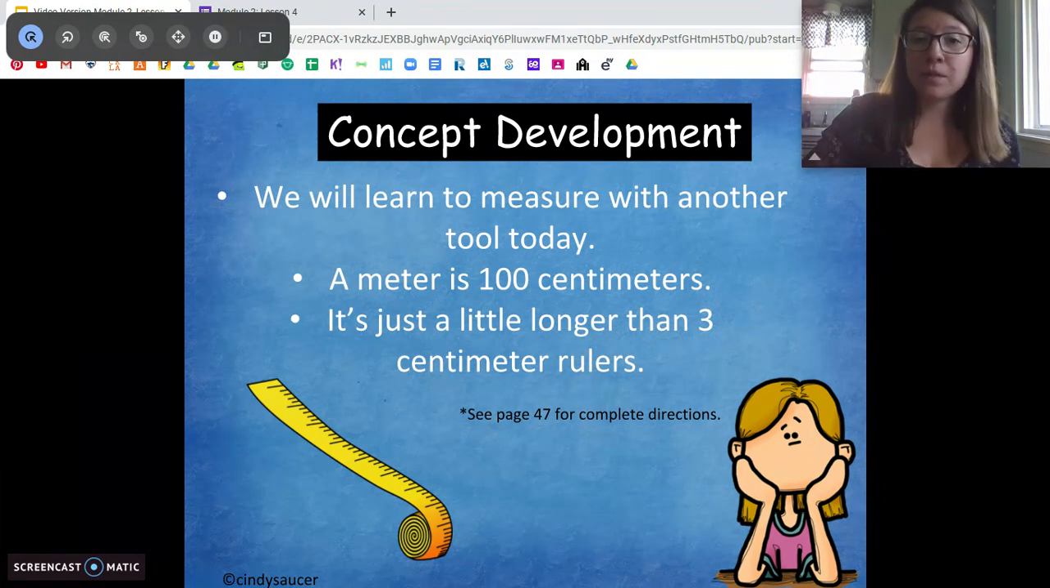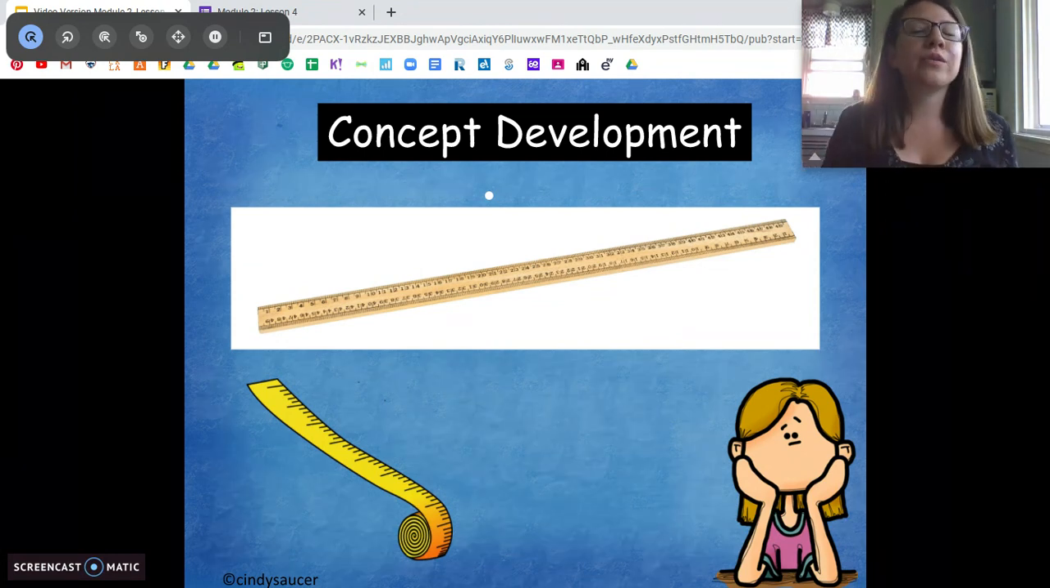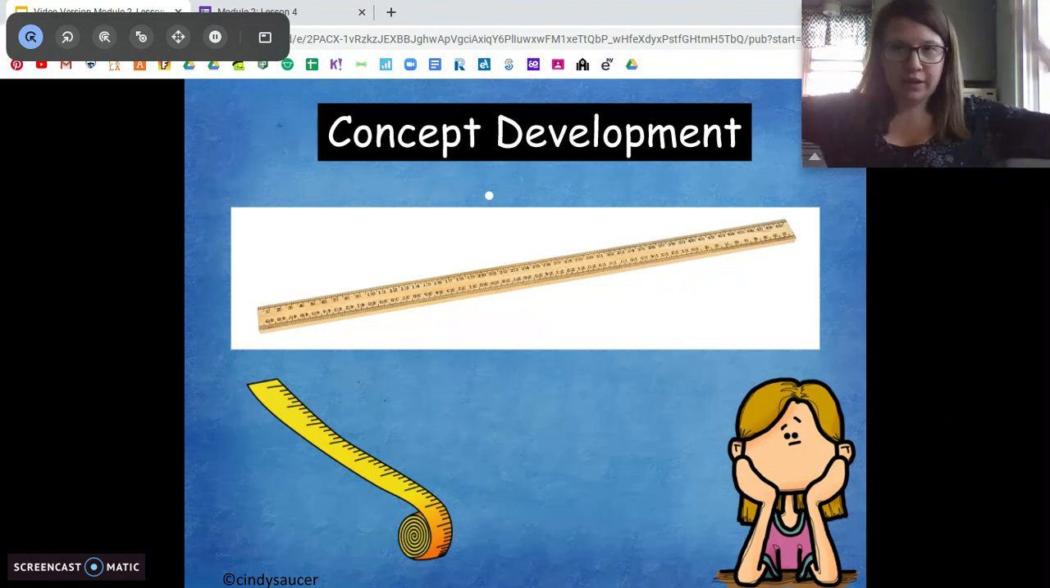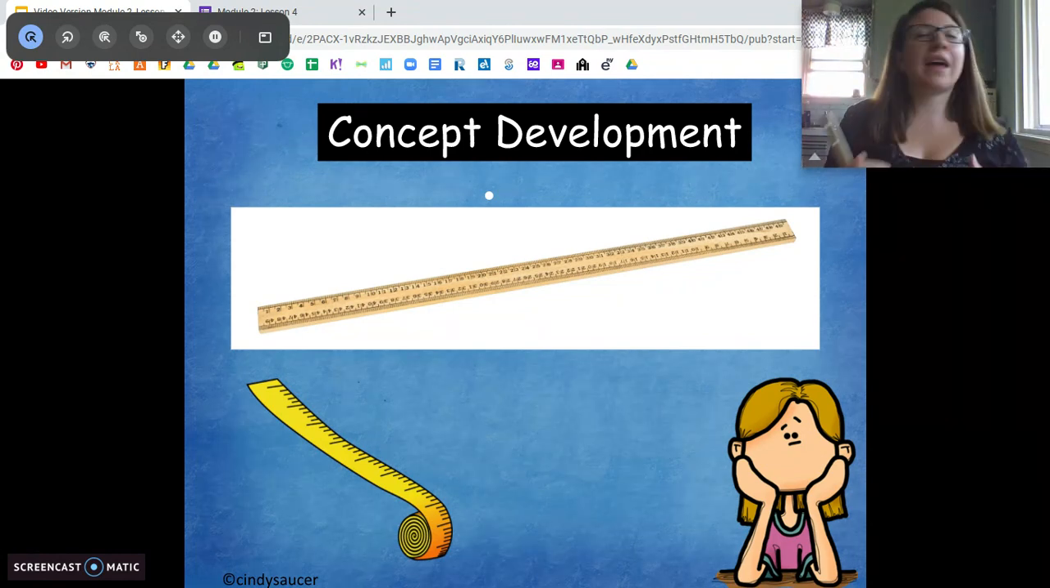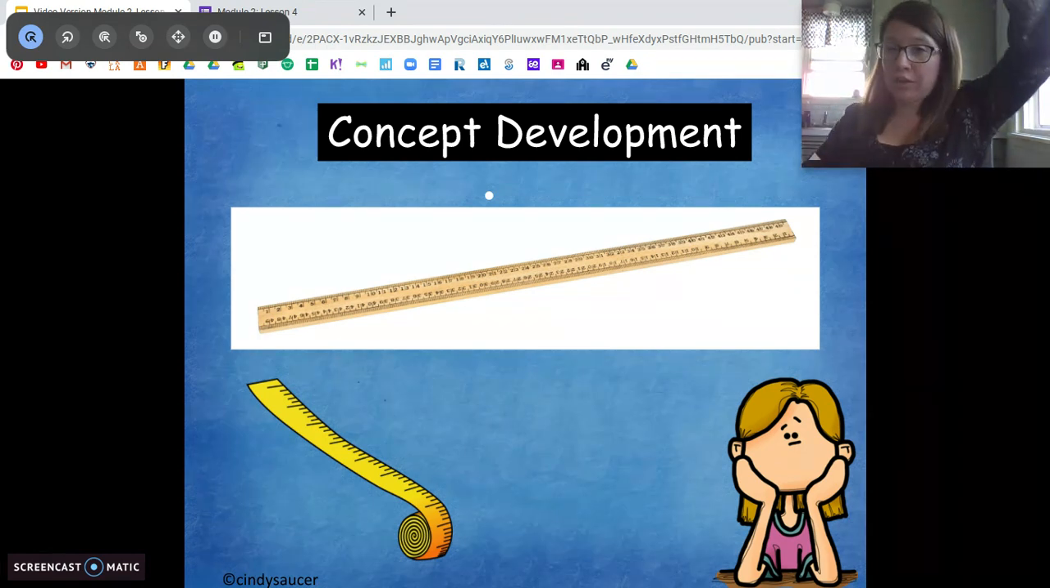Meter sticks, like this, I don't have one at home, but it's pretty long, are used to measure bigger things, like to measure the length of a yard, like a playground yard, to measure the height of a house. Okay, we use a meter stick to measure bigger things.